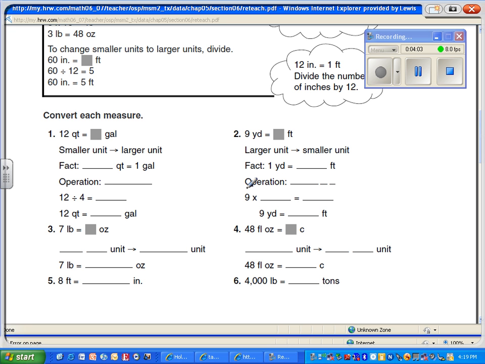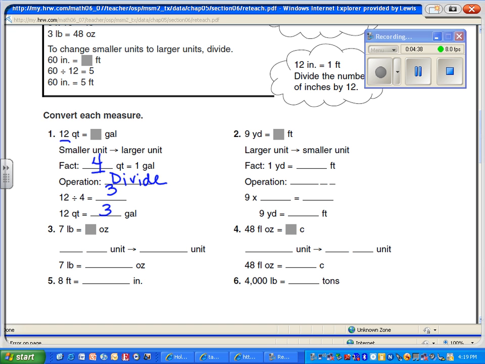Okay, 12 quarts equals how many gallons? So we're going to have to go back up to the top of the page, and we're going to look in the capacity. And we see that 4 quarts equal 1 gallon. So we're going to write that down as our fact that we know. And we know we're going from smaller to larger, so we're going to divide. So that's going to be our operation. And so we are going to take that 12 and divide by the 4 to get 3. So 12 quarts is equal to 3 gallons.